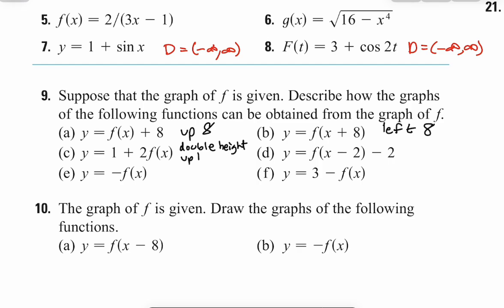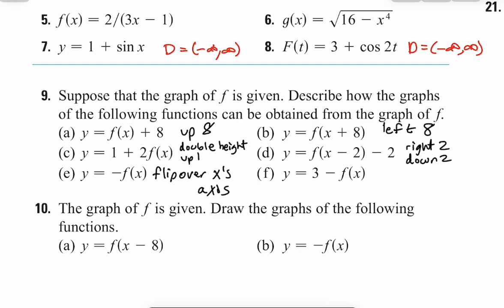And then let's look at D. Follow order of operations. What's the first thing that happens? Right 2. And then what's the next thing that happens? Down 2. E, what happens to that? Flips it over the x-axis. Yes. When there's a negative on the front, it flips it over the x-axis. If there's a negative on the x, it flips it over the y-axis.